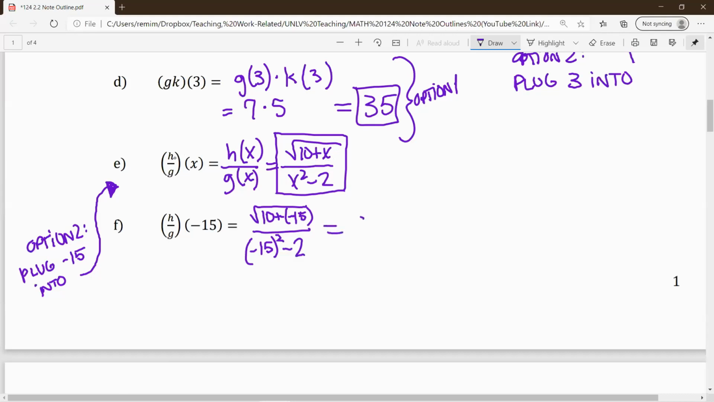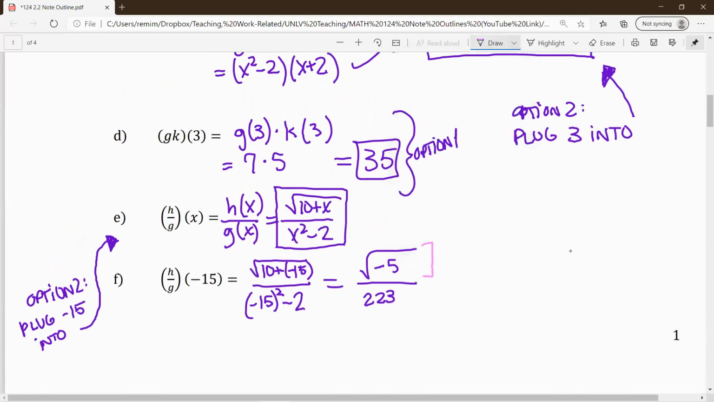I'm going to simplify. So on the top, what do we get? We have 10 plus negative 15. What's that? That's negative 5. Over, in the bottom we have negative 15 squared. That's going to give you 225. If you subtract 2, you're going to get 223. Now look at what we've written down. Is there anything that should jump out at us here? There is.